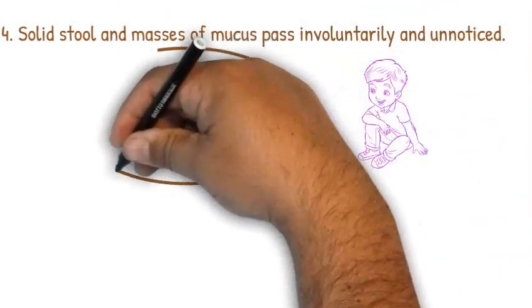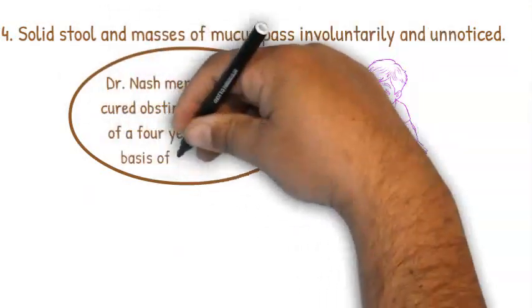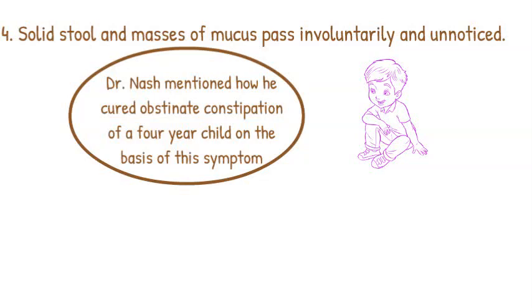Another important symptom of this medicine is that solid stool or masses of mucus pass involuntarily and unnoticed. Dr. Nash mentioned how he cured a case of obstinate constipation of a 4-year-old child on the basis of this symptom. So we will get this symptom in constipation also. That means the stool passes without the knowledge of the patient.